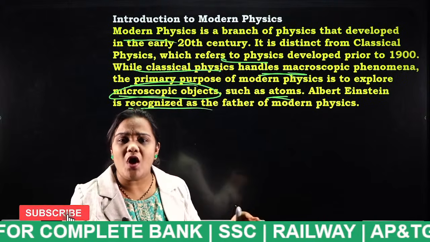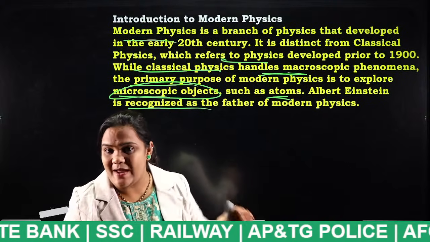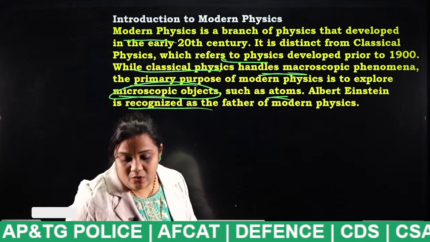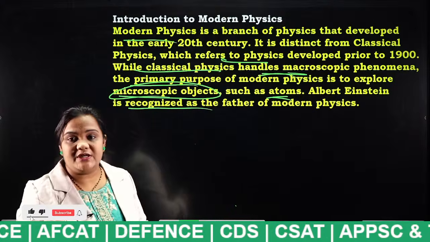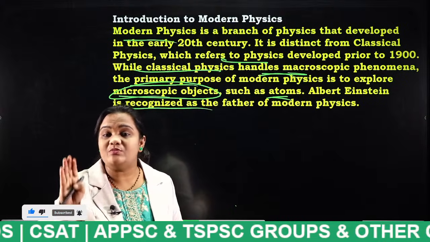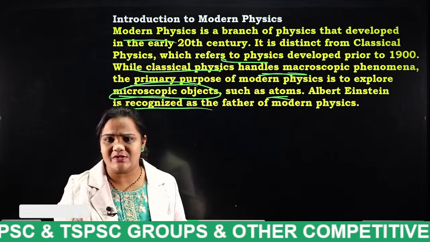I think you all know E equals mc squared. What do you mean by this equation? Come on, students. Albert Einstein: what do you know about this Albert Einstein? E equals mc squared. So what is this equation known as?